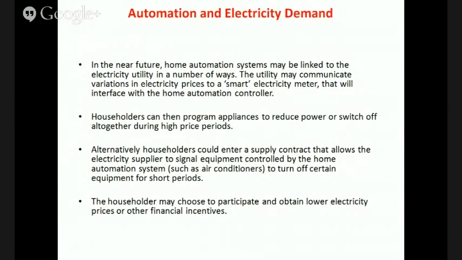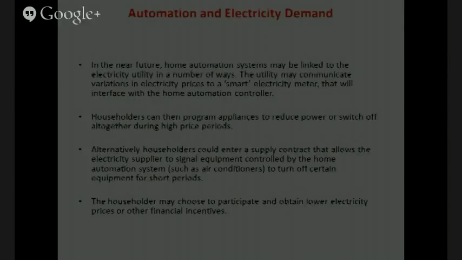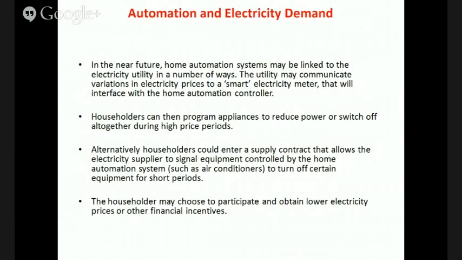Automation and electricity demand. Now you know that automation has always been a very, very important thing so far as electricity is concerned. In the near future, home automation systems may be linked to the electricity utility in a number of ways. Householders can then program appliances to reduce the power or switch off altogether during the high price. There are different methods, different switches wherein you can switch off your gadget when there is a high price. You know that the tariffs are different. Sometimes it is high, sometimes it is low, sometimes it is flat. So if you want your gadgets to be switched off during the high price tariff, then it can be done.